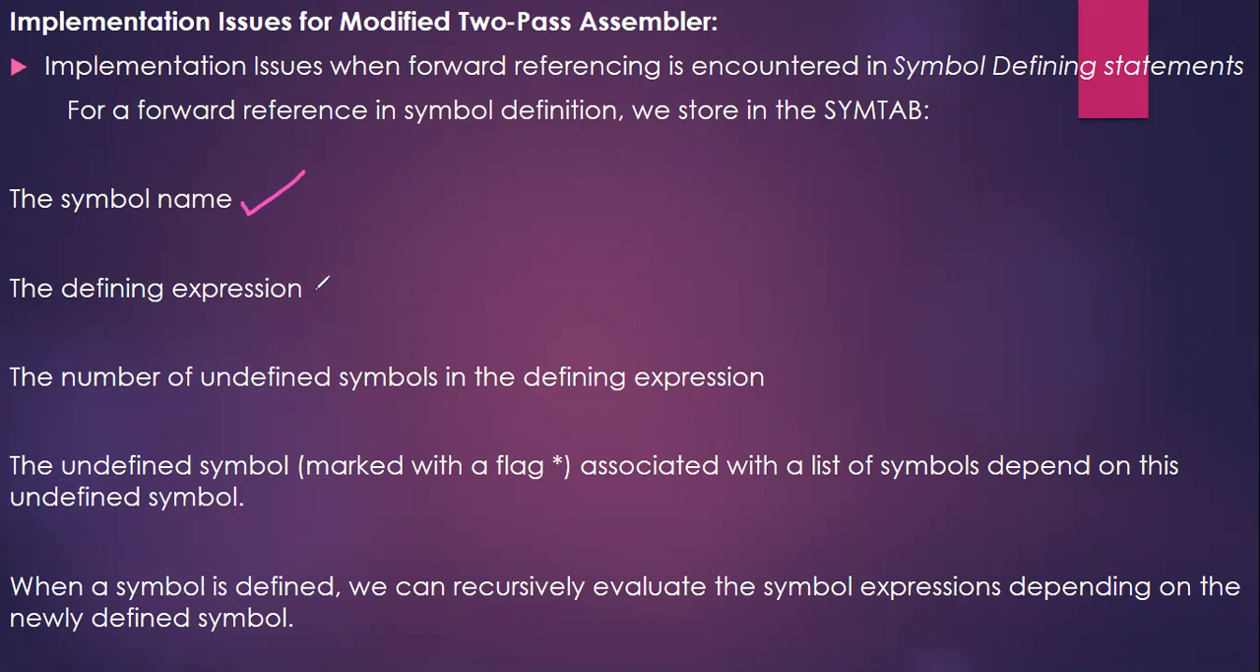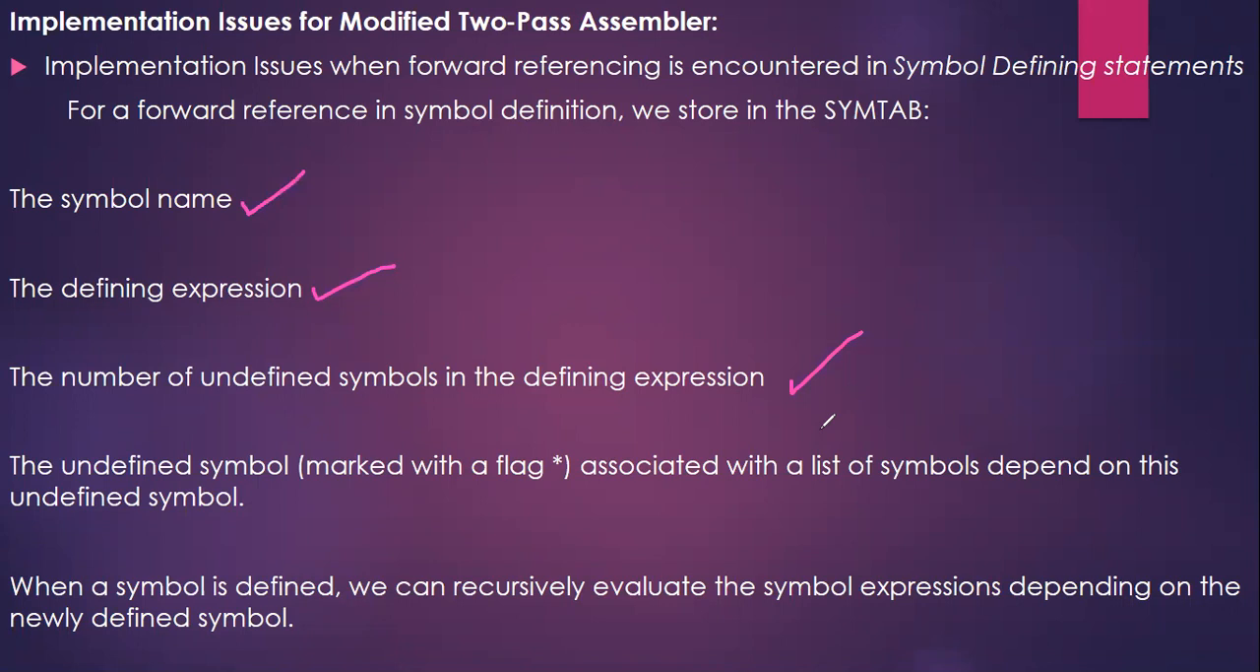Then the defining expression, like what is defined in the value field of a symbol, so that should be mentioned. Then the number of undefined symbols in the definition or defining expression. Sometimes there is an example like buffer end minus buffer. If buffer is known and buffer end is unknown, then how many symbols are unknown? Only one. If both are unknown, then the number of unknown symbols will be 2. So this count of unknown symbols should be specified in your symbol table. So 3 components are very essential.